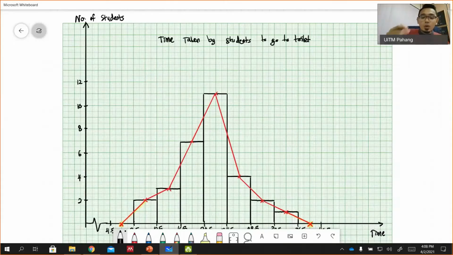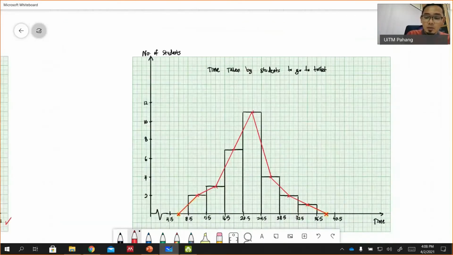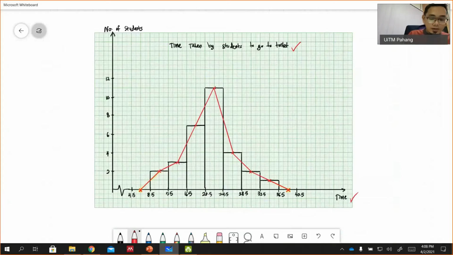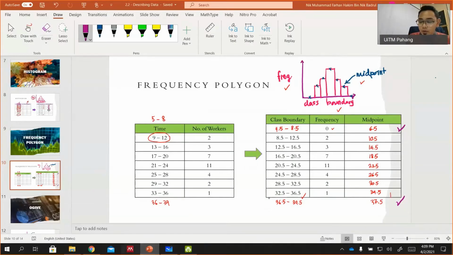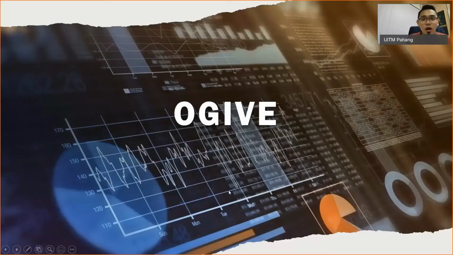You please follow your question. Don't forget, I'm going to remind you that your title is important, the labels for the x-axis and y-axis, and this should be the class boundaries, but you don't write "class boundaries" there. And then you have your frequency polygon by connecting the midpoints. So the next one will be the ogive. Some people may call this an ogive. Whatever, I'm going to call this an ogive. So we want to draw the ogive.